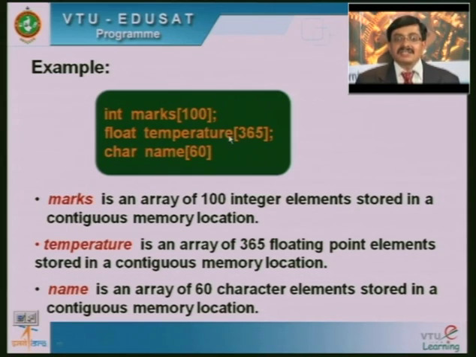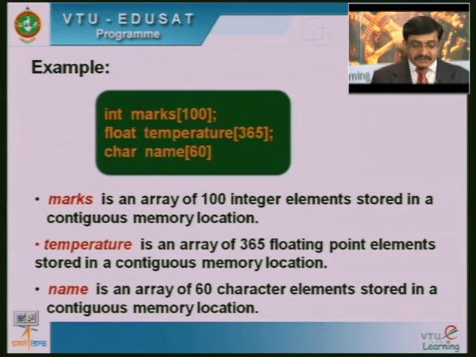Similarly, temperature is an array of 365 floating point elements stored in a contiguous memory location. Similarly, name is an array of 60 character elements stored in a continuous memory location. These are some of the valid declarations of an array.